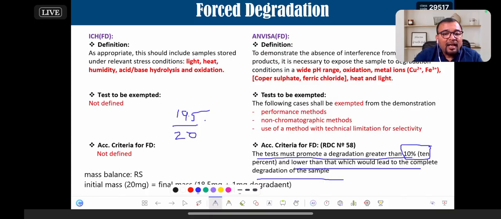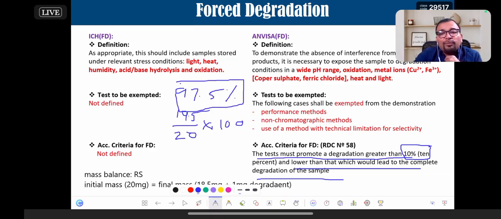Initial mass, and multiplied by 100%. How much is it going to be? Is it 97.5? I think, yeah, it's 97.5%. How many of you got 97.5%? Many of you are saying so also. So approximately 97.5% is the mass balance.